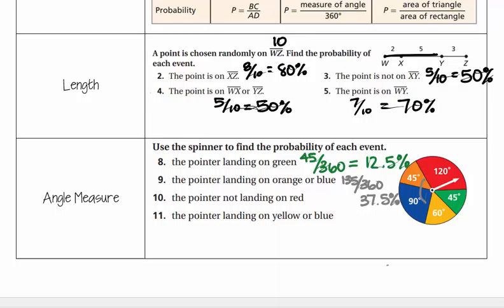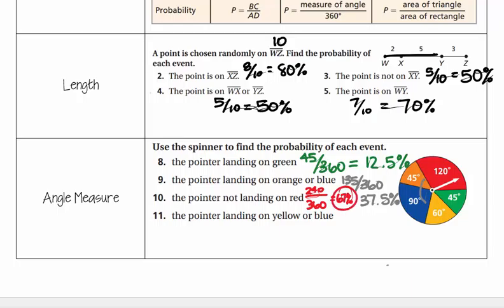The next one's interesting because it wants the probability of it not landing on red. So red takes up 120 degrees. If we subtract that from 360, that means there's 240 degrees that aren't red. And that's what we're going to divide by 360. And when we get that, we get about 67%. So 67% of the time, the spinner will not land on red.